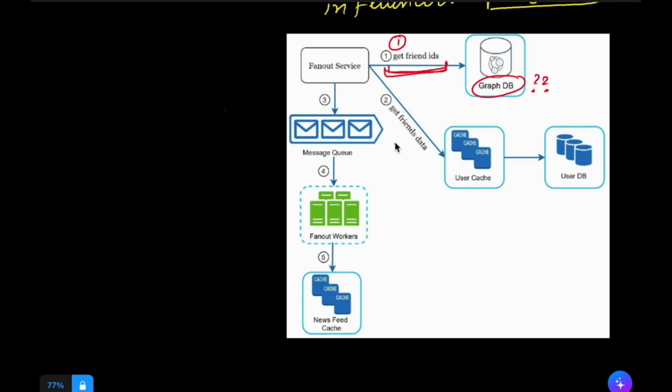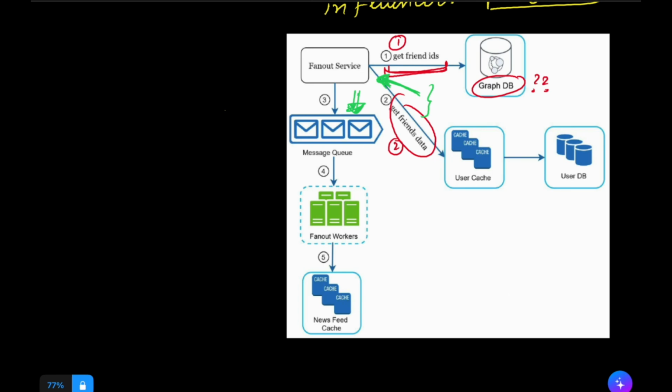After that, it gets the friends data from the user cache and the user database. This is important. Suppose a particular user has muted a particular friend or follower, and also there can be a situation in which he has posted particular content to be visible to certain specific users. That's why we get the information about the relation between the two users. After we have all this information, the request is sent to the message queue.